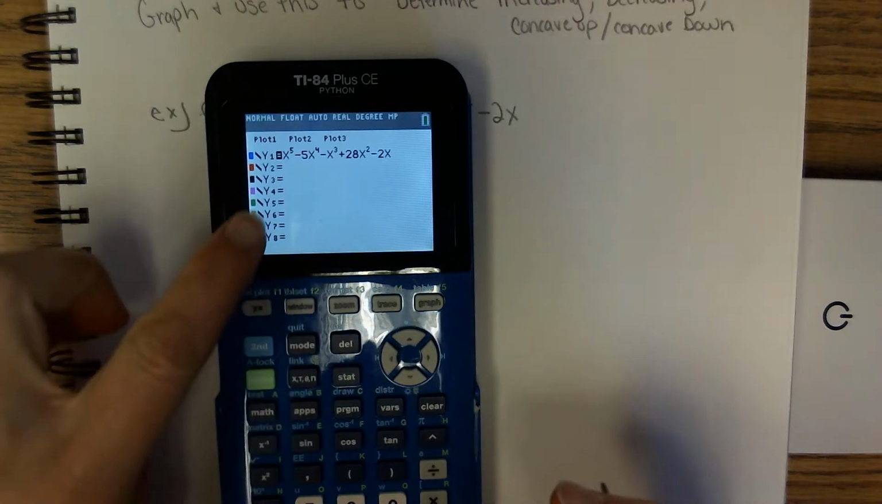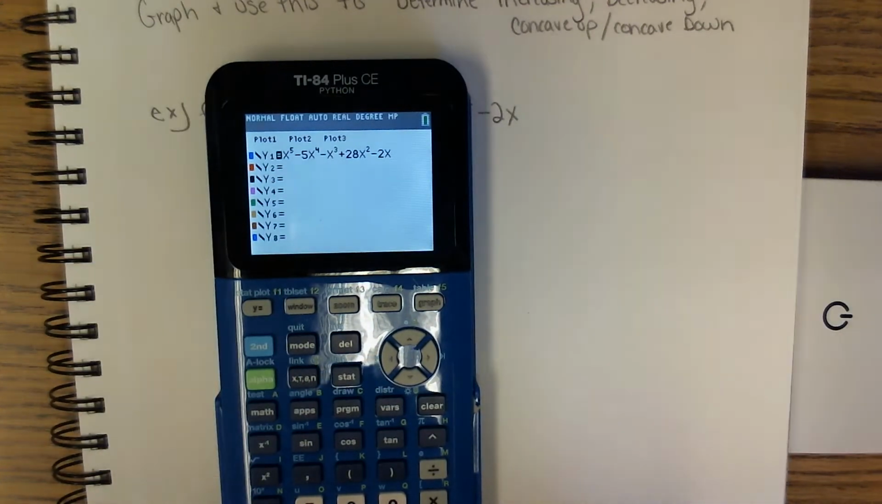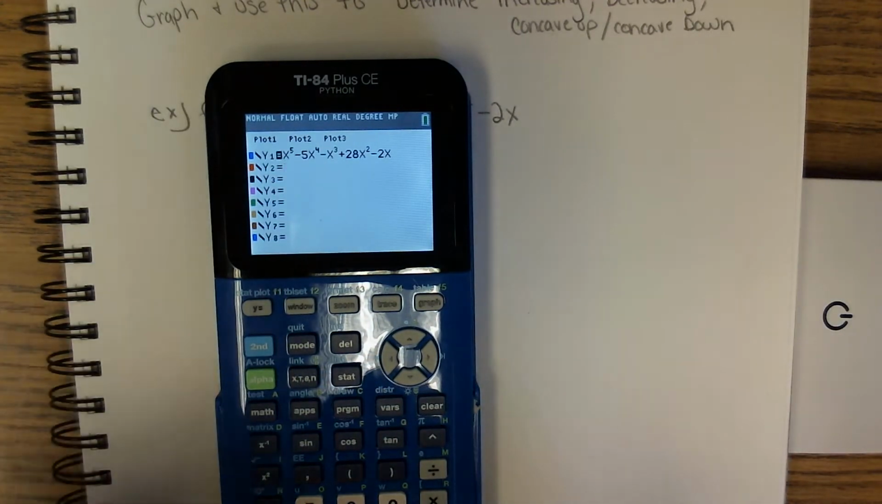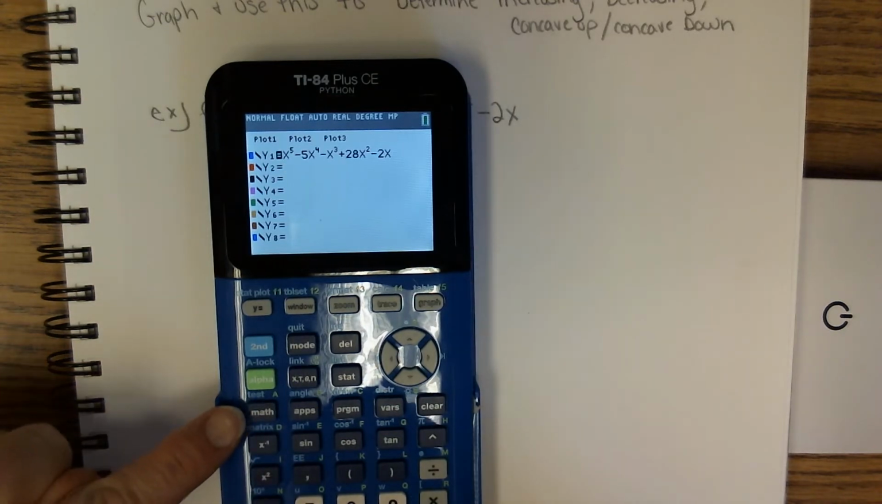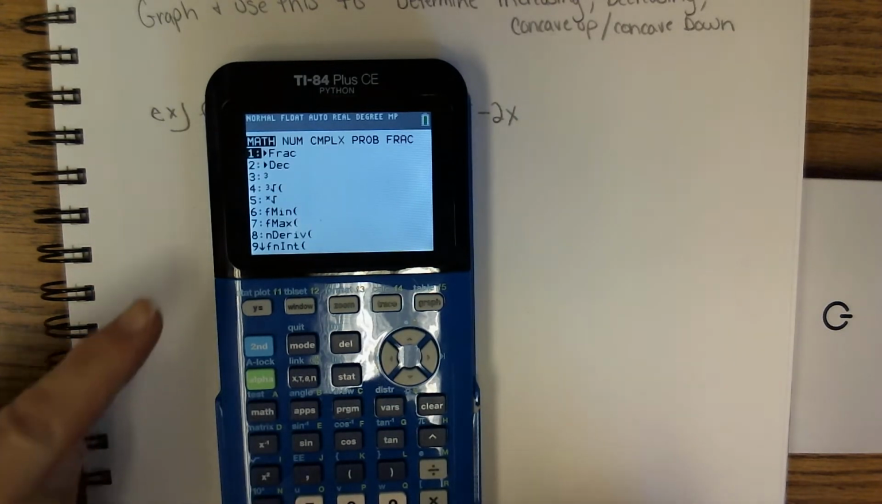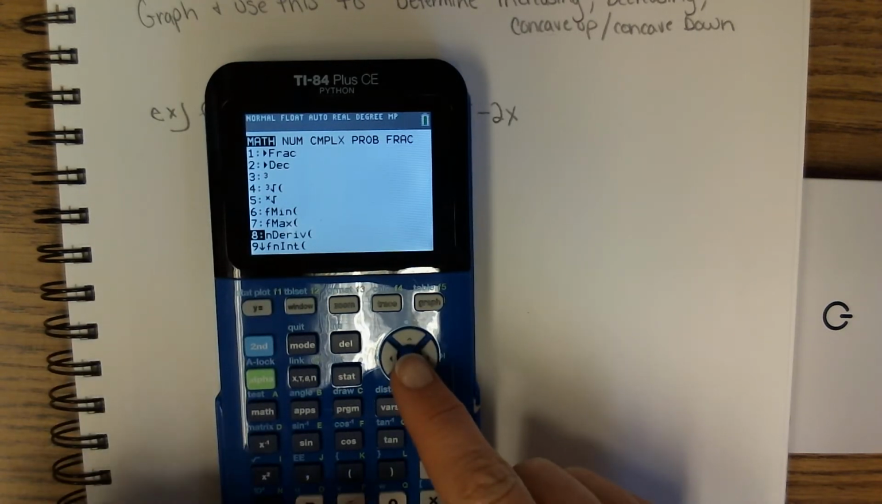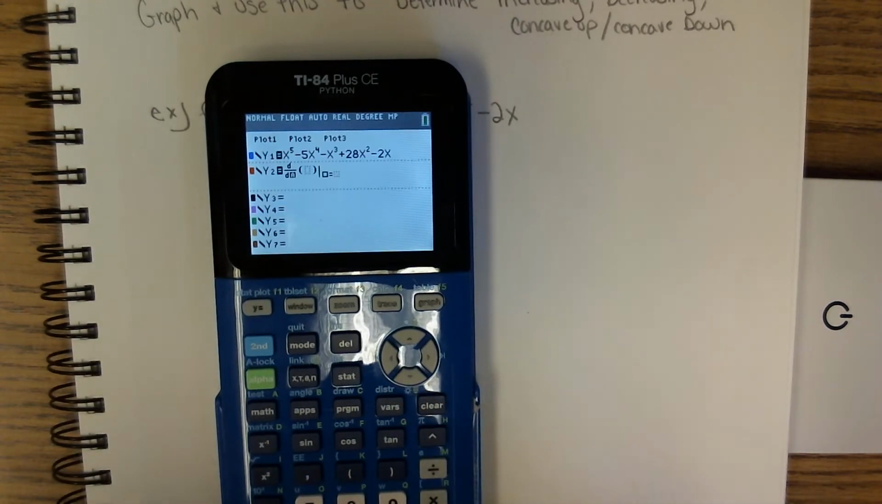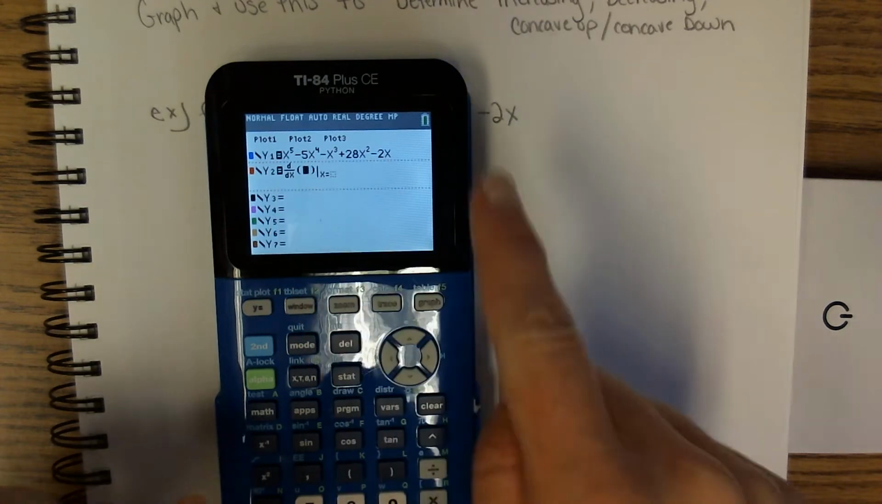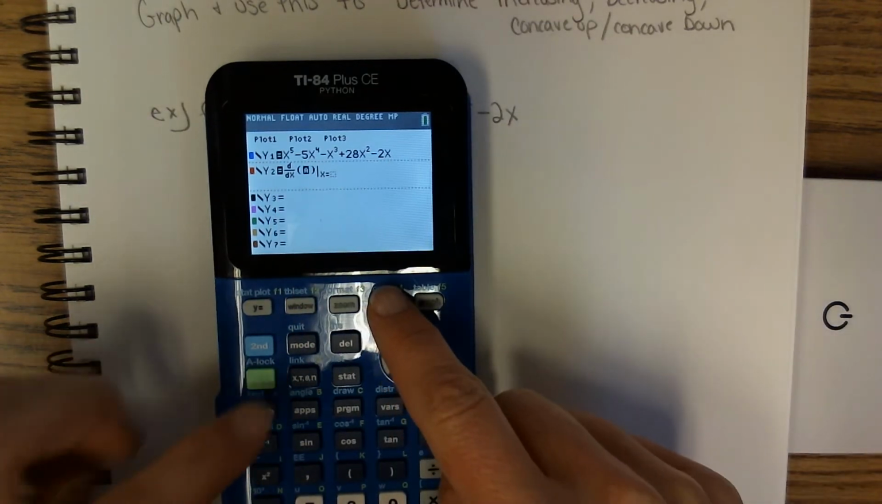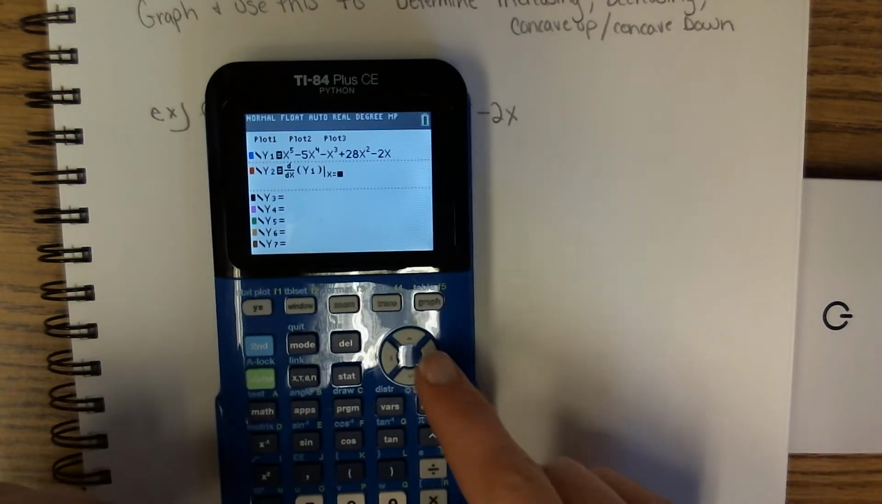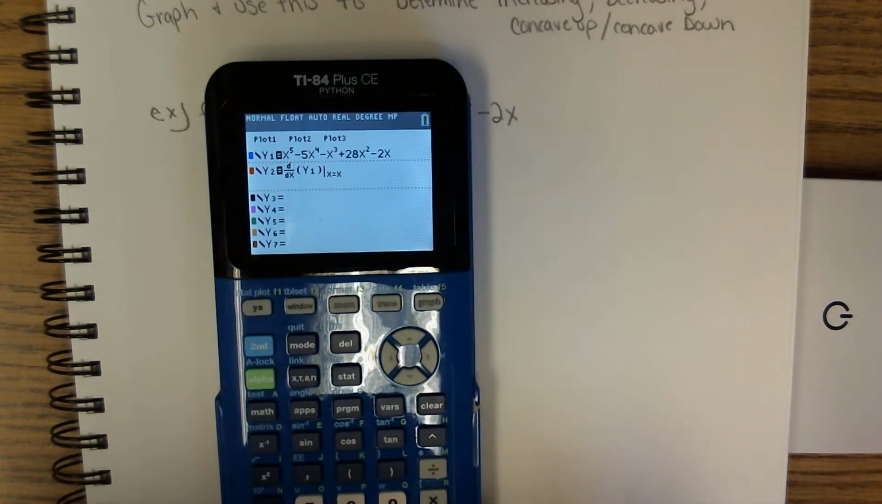So what we do is in y2, I'm going to put in the first derivative. If you recall, it's under the math button, and under math, number 8 is nDeriv. So you can scroll down or you can just hit the number 8. And it ends up like this. So we say d over dx, and then we do not put in the equation again. We do alpha trace, and we put in y1, and we want it everywhere.